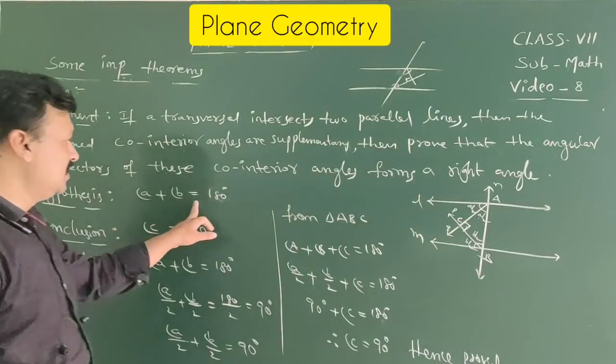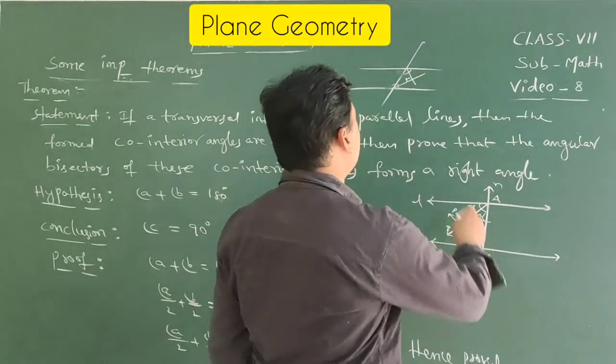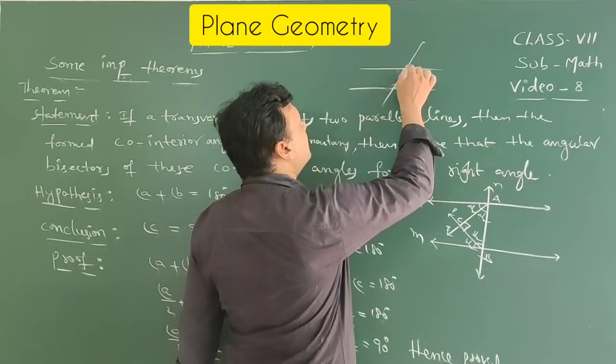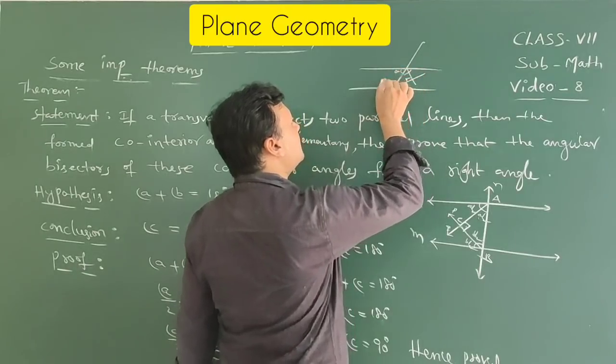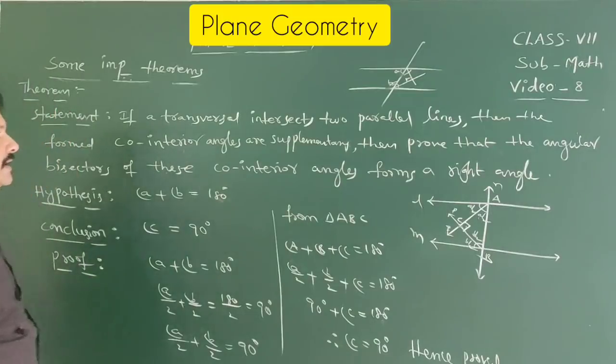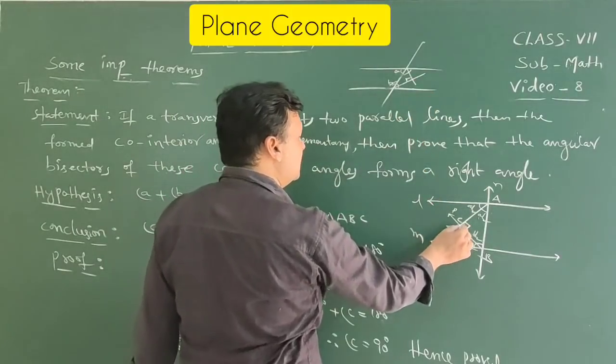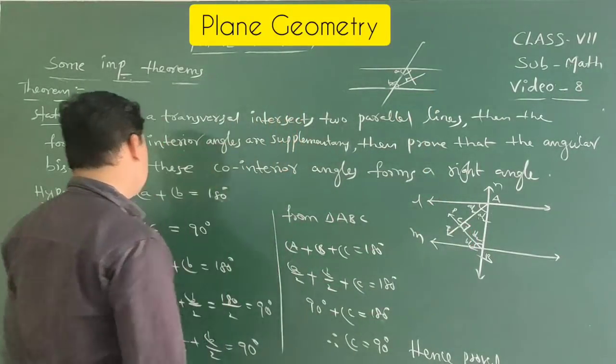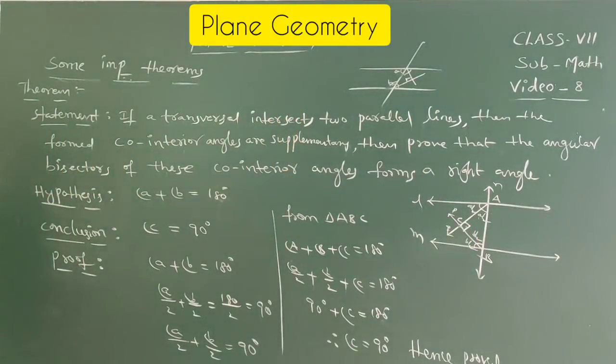Here A plus B equals 180 because A and B are co-interior angles. They are supplementary. Let angle C be where P and Q meet. That's why we need to prove angle C equals 90 degrees. If angle C equals 90 degrees, P and Q are perpendicular lines. They form a right angle.